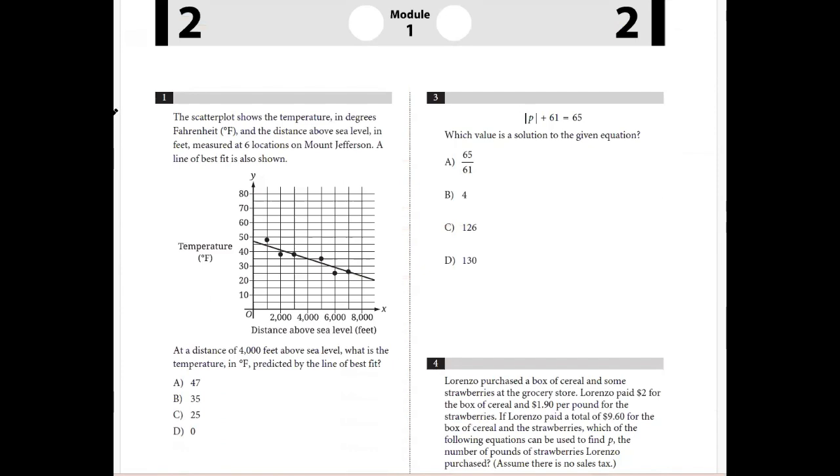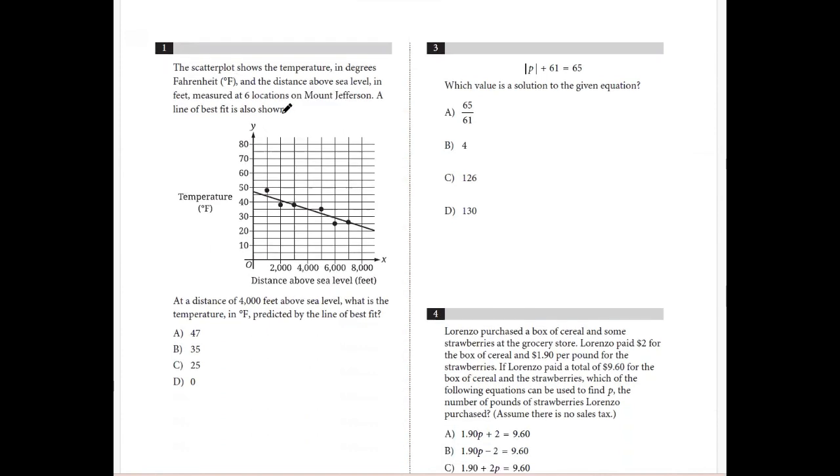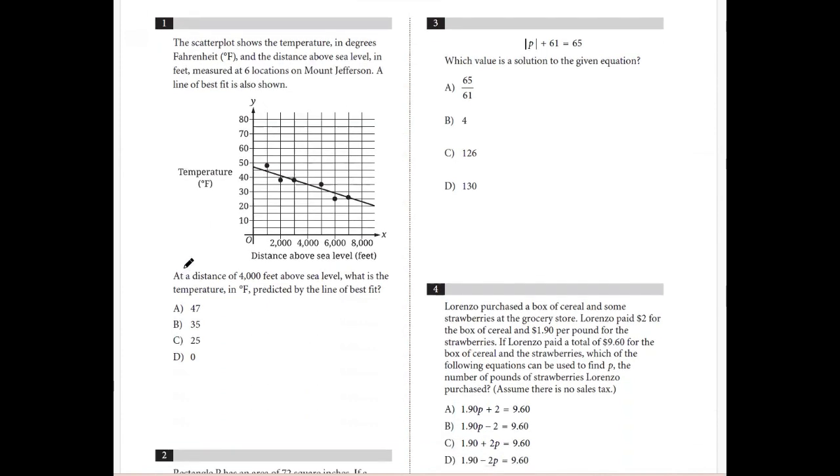Question number one. The scatter plot shows the temperature in degrees Fahrenheit and the distance above sea level in feet measured at six locations on Mount Jefferson. A line of best fit is also shown. At a distance of 4,000 feet above sea level, what is the temperature in Fahrenheit predicted by the line of best fit? So here, as we can see, is 35. So B is the correct answer.